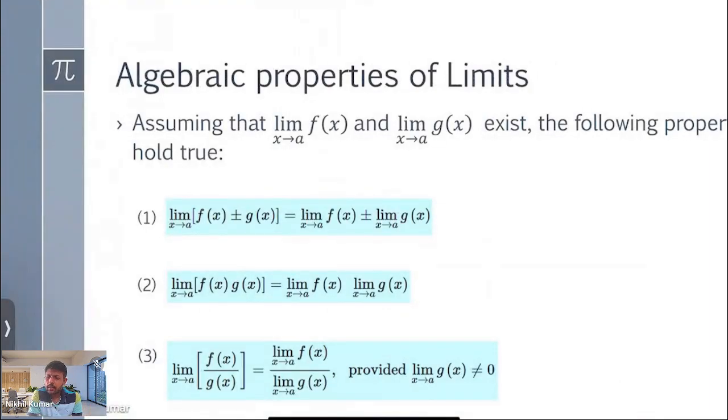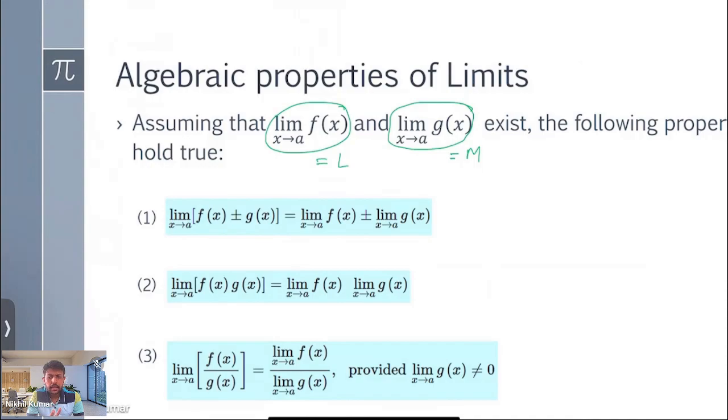Let us assume that there are two functions f of x and g of x, and that the limit of both these functions exist. They can be anything. Let's say the limit of f of x is L and the limit of g of x when x tends to a is m. This is the assumption that these limits exist. Now, what are the properties then?